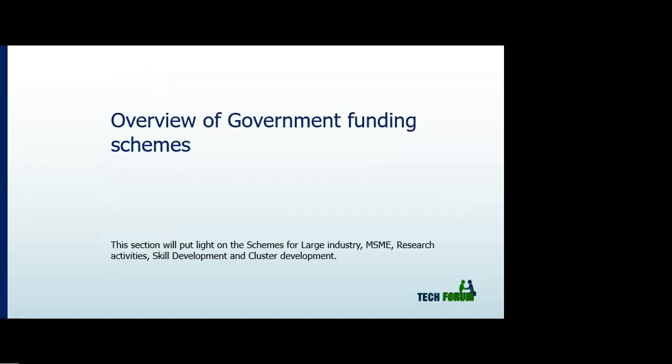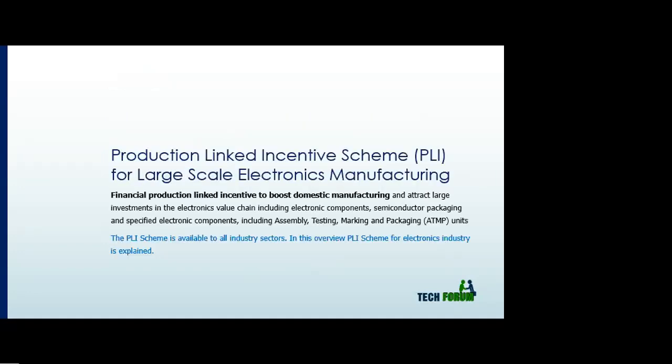So we will go through the overview one by one. This will cover schemes for MSME, research activities, skill development, cluster development, etc. The first scheme is for large scale industries, the PLI, the production linked incentive scheme. This is a financial production linked incentive scheme.